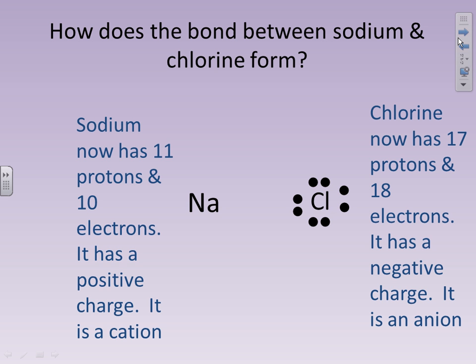Okay. So chlorine now has 17 protons, because that's chlorine's atomic number, but it has 18 electrons now, because it gained one from the sodium. Therefore, it has a negative charge, and it is called an anion.